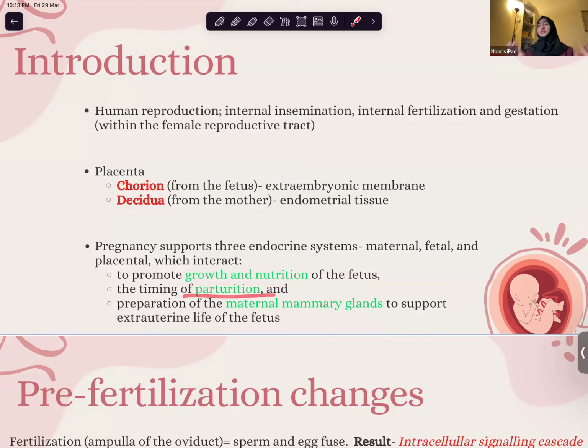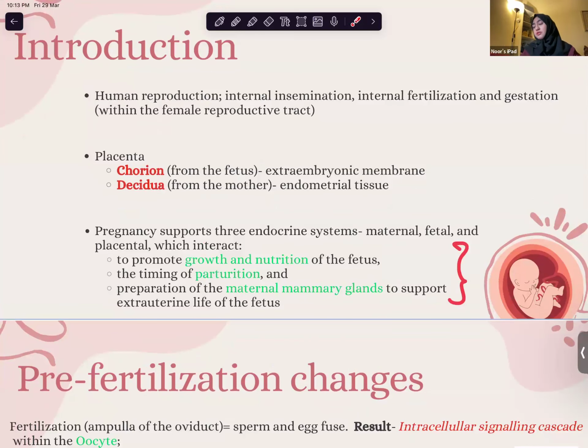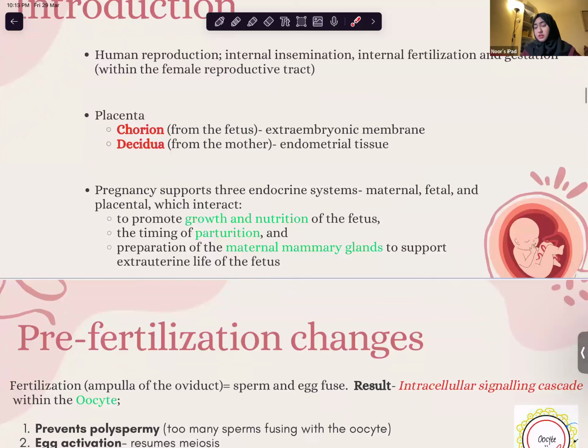The timing of parturition. Parturition means the time of birth, basically childbirth. And the next one is preparation of the maternal mammary glands. Okay, so these are the main endocrine functions during pregnancy.